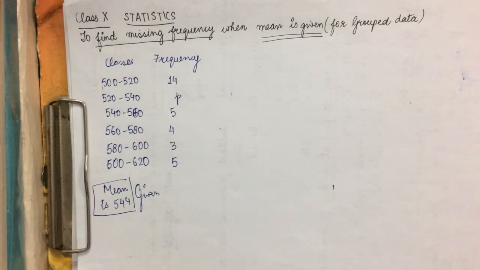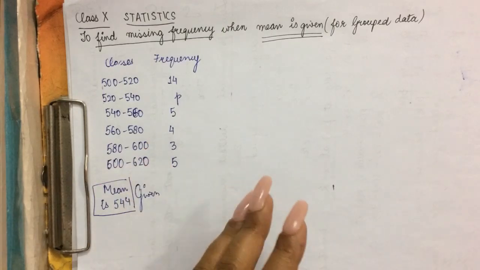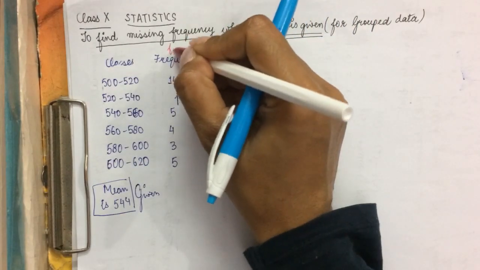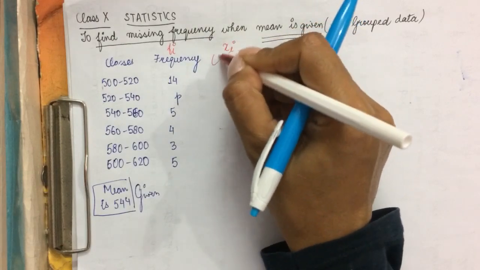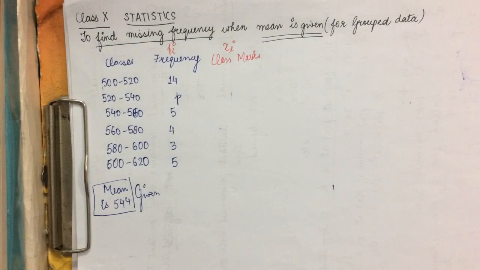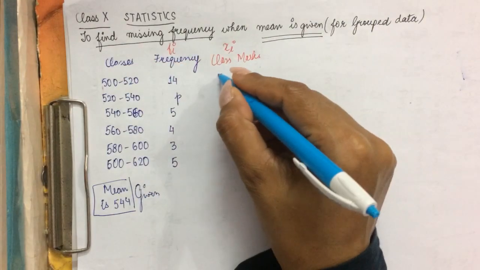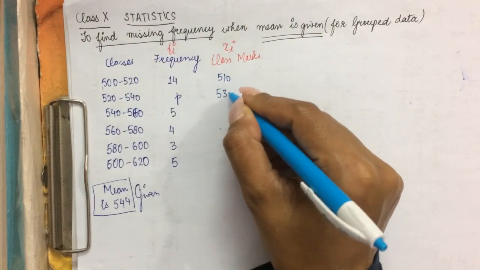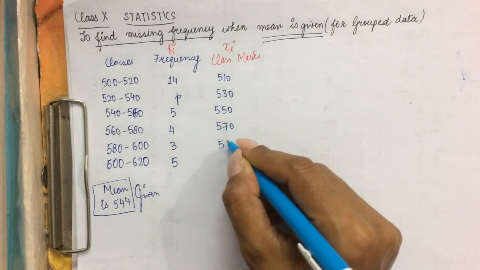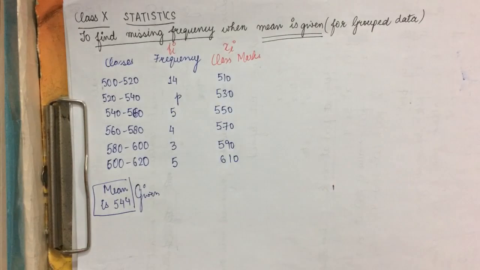So right now I'll just proceed. Depending on the values, I will see whether I want to go up to step deviation or not. Let's start by calculating the class marks. First of all, that's my first step. These are my frequencies. I want to find out xi, which is the class mark, the midpoint of each of the class intervals. So these come out to be 510, 530, 550, 570, 590 and 610.